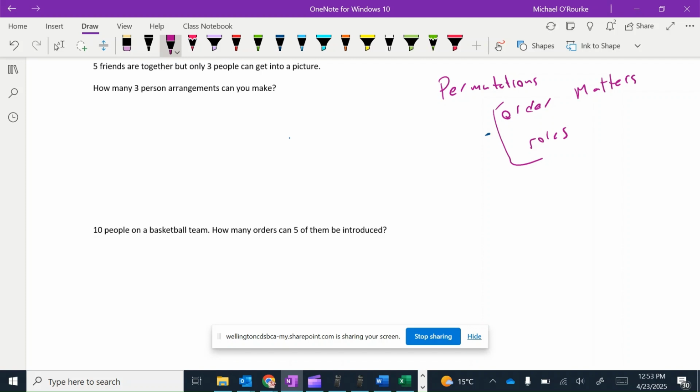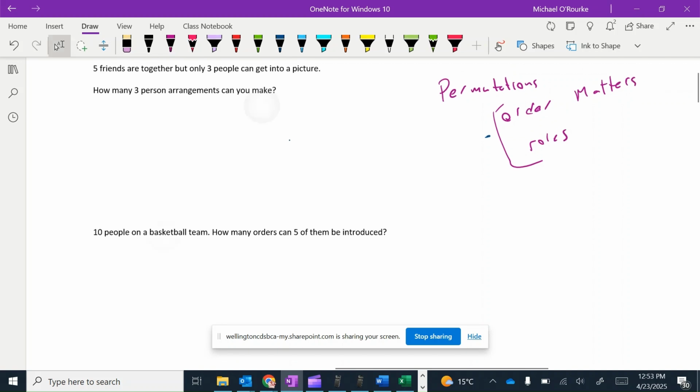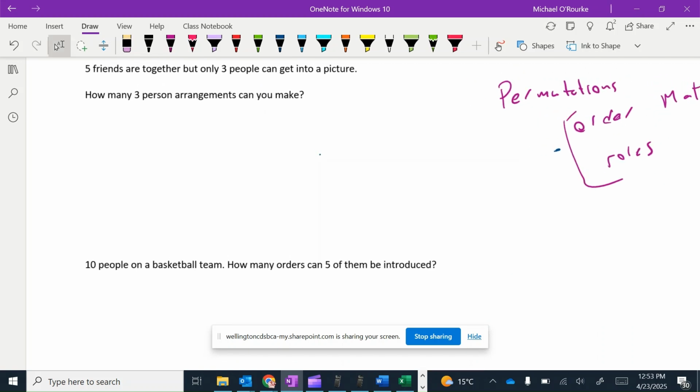Let's take a look at this question here. We've done this already with factorials. Factorials is a window of permutations. So if I have five friends who are getting together for a picture, but only three can be in a picture, how many three picture arrangements can there be? So we have three people here. We'd have five options for the first one, four for the second one, three for the next one. Now, if I were to write that as a permutation, it'd be 5 factorial over 2 factorial.